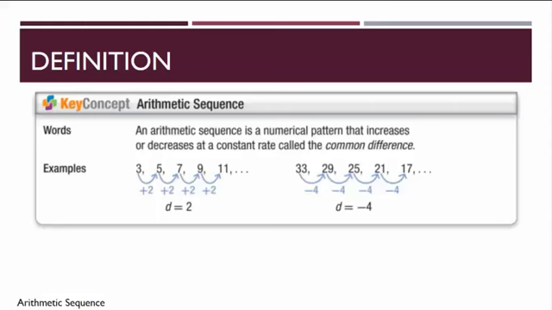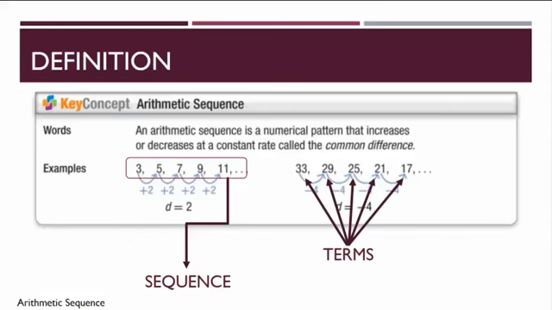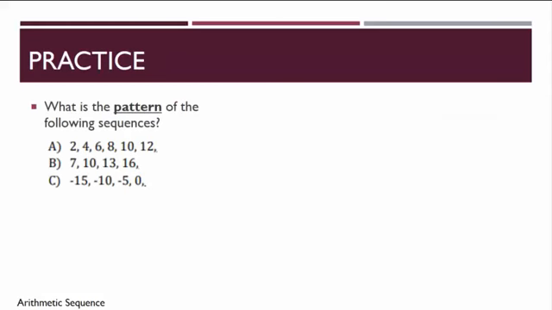Vocabulary words that you will be hearing are sequence and terms. A sequence is the numbers lined up. Terms are the numbers inside the sequence. So these are the vocabulary words that you're going to be hearing a lot throughout this lesson. Okay, so keep that in mind. Sequence is all the numbers lined up. Terms are individual numbers. So let's go ahead and practice by finding the pattern, also known as a common difference. To tackle these problems, we are going to ask ourselves two questions. Is it increasing or decreasing? And if so, by how many?